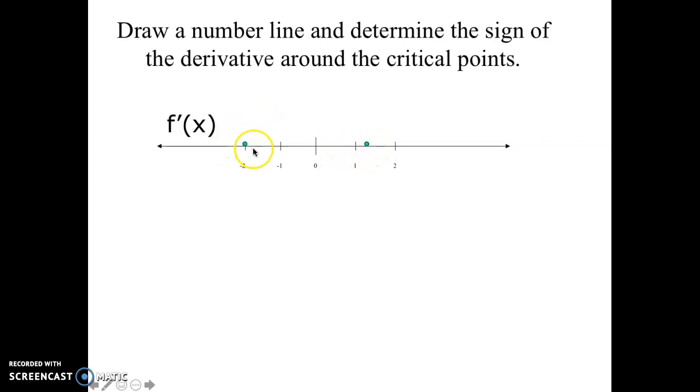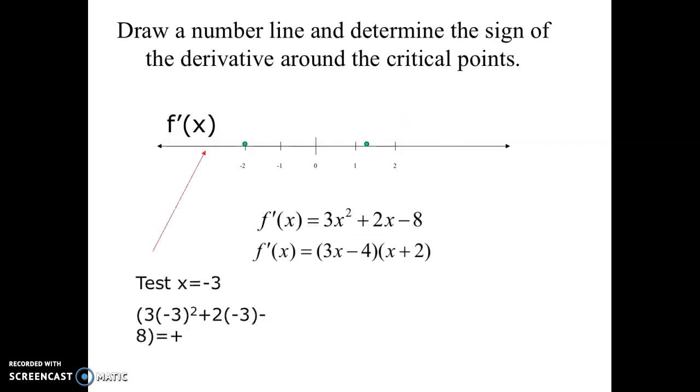Then I test the regions that are divided by these critical points. So I'm going to test below -2, any number below -2, between -2 and 4/3, and anything bigger than 4/3. And I'm going to test it by looking at the sign of the derivative because this is the first derivative test. Notice I'm labeling it with the first derivative.